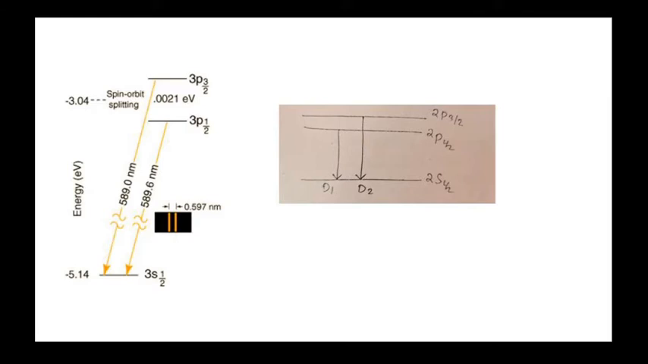The 3p level is split into states with total angular momentum J equal to 3/2 and J equal to 1/2 by the magnetic field energy of the electron spin in the presence of the internal magnetic field that arises from the orbital motion. This effect is known as the spin orbit effect.